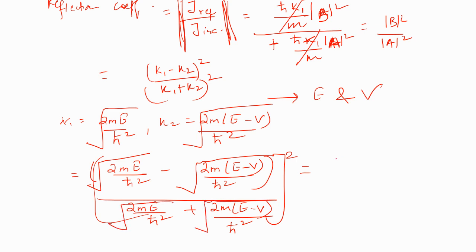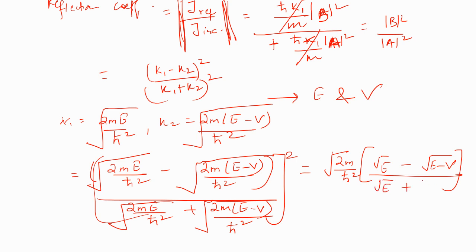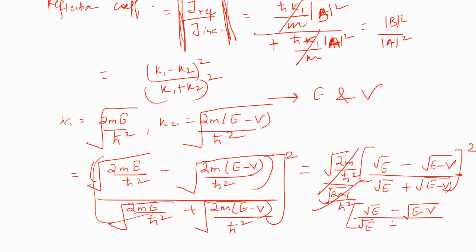Then all the terms that we know, 2m upon h cross square, root e minus v upon root e plus root e minus v whole square, 2m upon h cross square, this will cancel. So what we got is root e minus v upon root e plus root e minus v whole square.